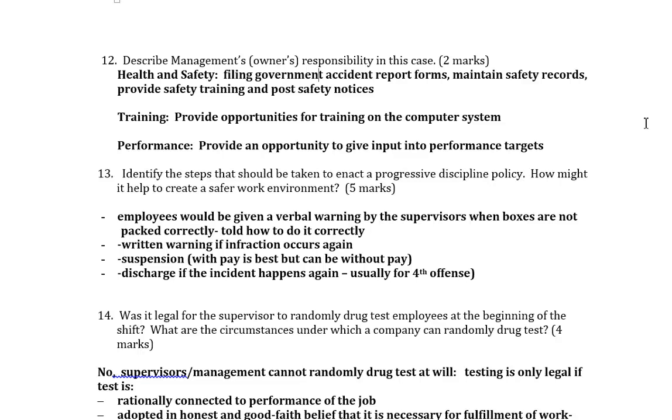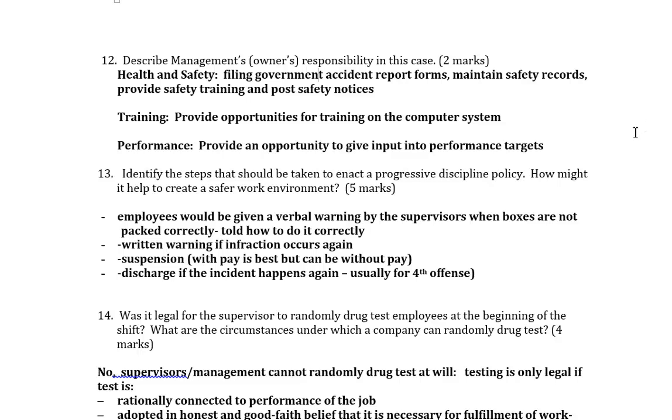The company also has, or management also has, a duty to provide training. And we know that there's a problem in this case because the employees need to have training on the computer system and they're not getting it. And management also has to work with employees to set the performance standards. They should be giving employees an opportunity to give input into the performance targets.